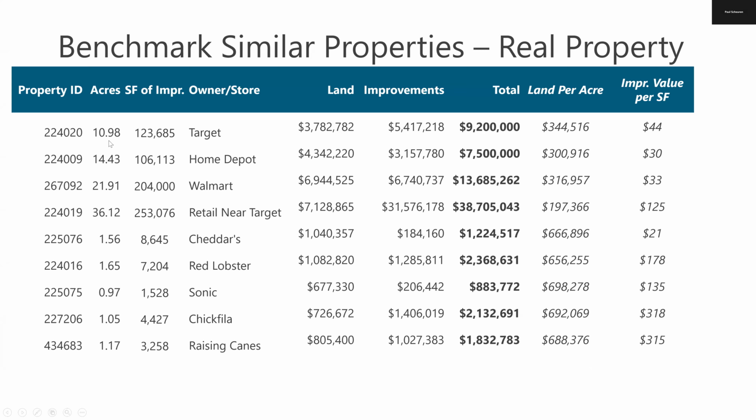How much land did this parcel include? So this was almost 11 acres. And then what was the square footage of the improvements of that building? In this case, the Target was about 123,000 square feet. And then what was the land value versus the improvements value? So the total value was the 9.2 million, but we can see how that broke out.